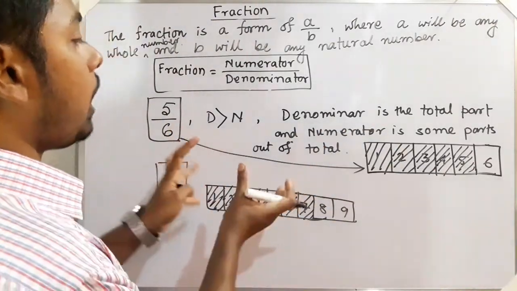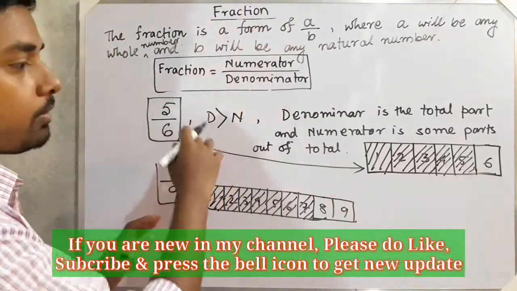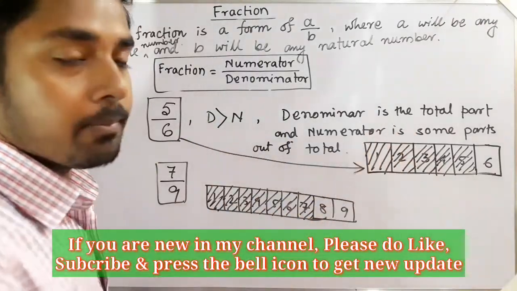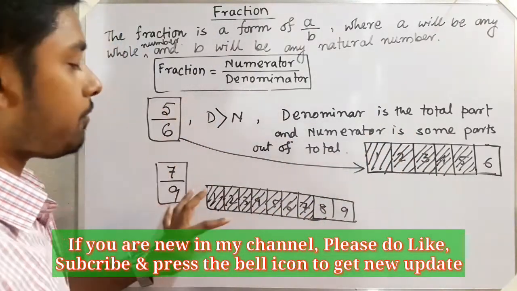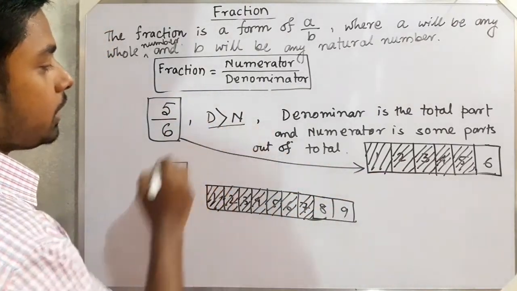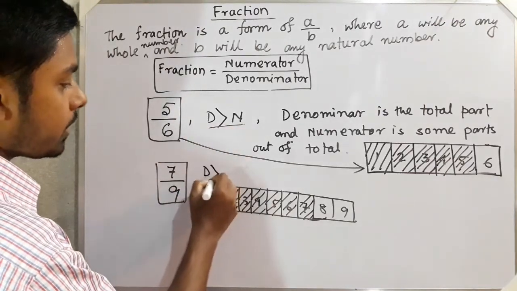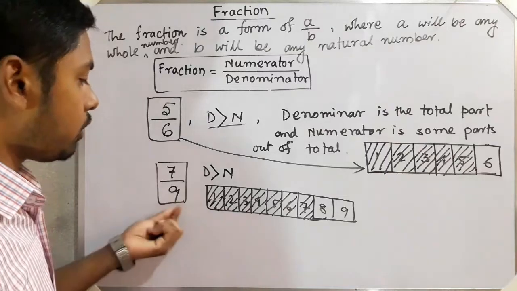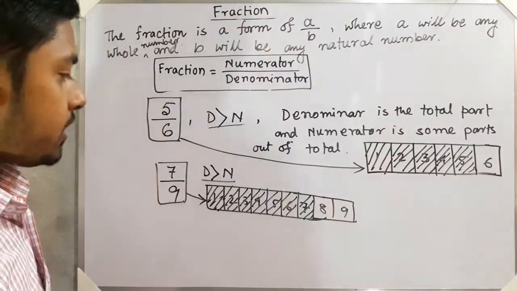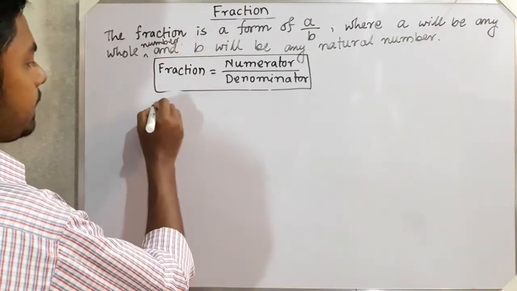We are talking about how we can represent the fraction through a diagram, but I have taken here this type of fraction only. You can see here denominator greater than numerator, here also denominator greater than numerator. I am talking about this type of fraction only. Okay, so first of all, pause the video to note it down. Now I am taking some other types of examples.